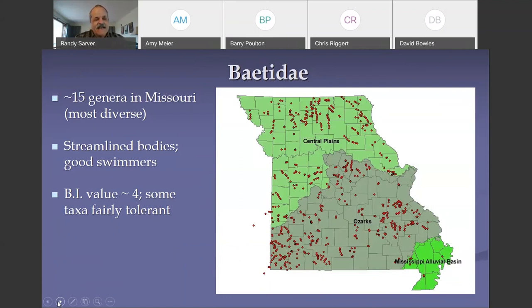Minnow mayfly indicates they're fairly good swimmers. And the average biotic index value, I don't know how much it means when you're putting an average on 15 genera at the family level. Your average is 4, but there are some fairly tolerant taxa in there to have an average of 4. The map doesn't really tell you a lot. It's a really diverse family. They're all over the place. Next.